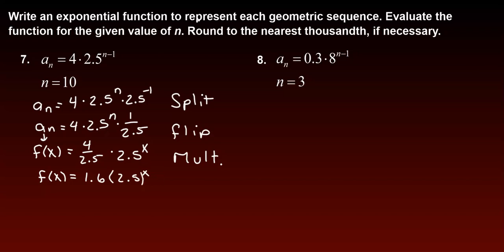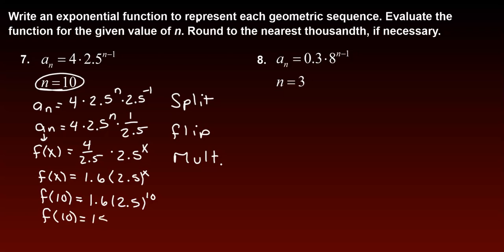And then we want to evaluate it for n equals 10. So we have f of 10 equals 1.6 times 2.5 to the 10th power. We can stick that in our calculator and we get f of 10 equals 15,258 point, they want 3 decimals, so 789. And that's how we write explicit functions in our exponential functions to represent geometric sequences.